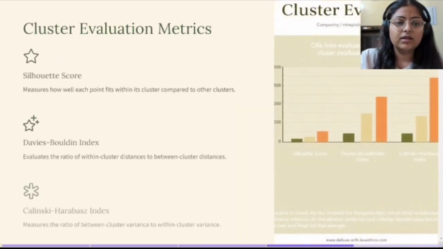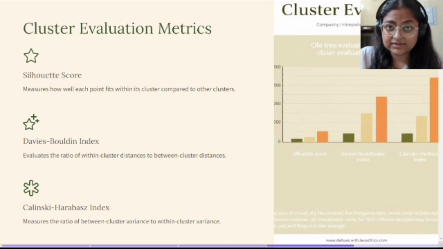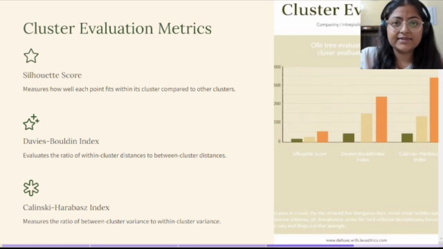Now, let's see what different evaluation metrics we use to evaluate clusters. Silhouette score is one of the crucial metrics. It measures how well each point fits within its cluster compared to other clusters, how the clusters compare with each other. This is signified by the silhouette score.